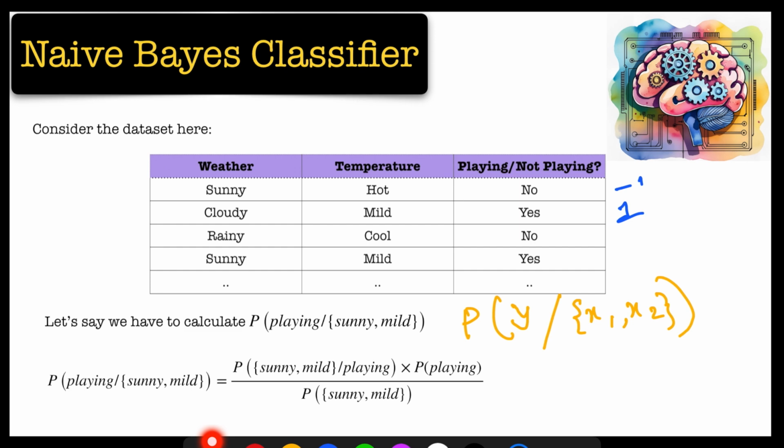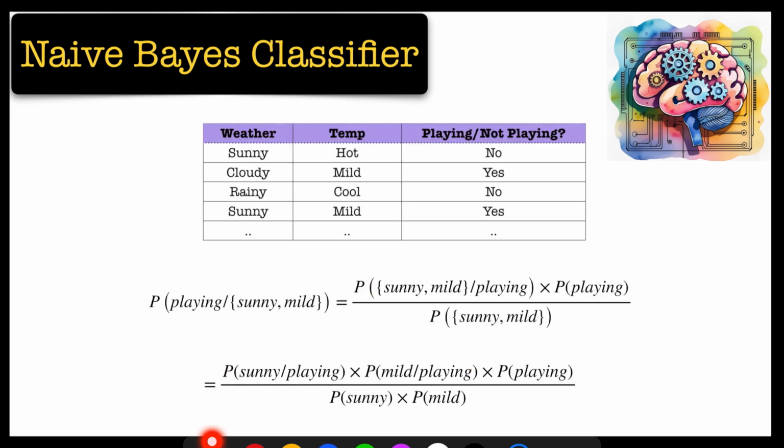So Naive Bayes will consider these features are not dependent, right? So this part we can expand. Probability of sunny mild given playing can be expanded as probability of sunny given playing times probability of mild given playing. And probability of sunny mild basically is what? Probability of sunny from the weather times probability of mild. Right? So all these probabilities we can calculate from the given data set only. After we calculate that, we can easily calculate this output probability.